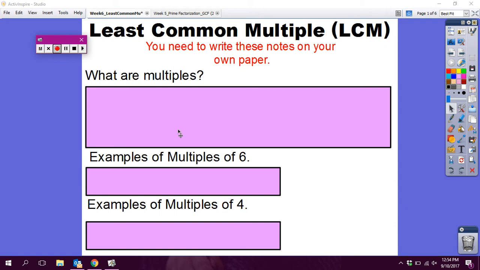Now, I do need you to get your own piece of paper and write these notes down. Follow along with me as I go through each thing. If you understand it, that's great. But again, what you need to do is write this down.